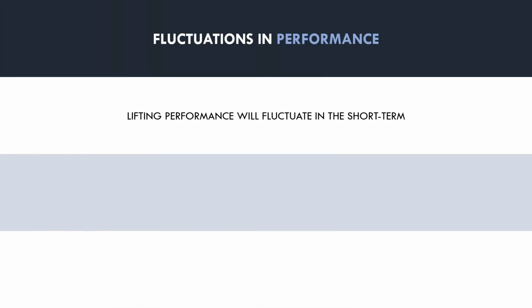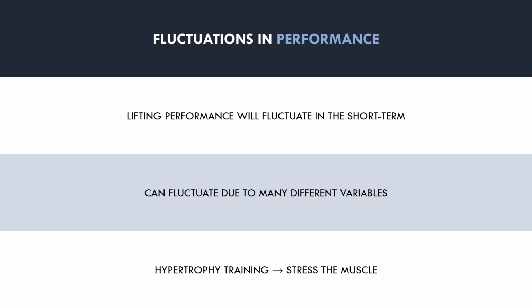Lifting performance is subject to short-term fluctuations based on various different factors, such as technique, interset rest, motivation, and more. However, what we need to keep in mind is that for hypertrophy training, the goal is to maximally stress the muscle, not necessarily to lift the most amount of weight possible. Therefore, we aren't trying to manipulate these variables to improve performance, rather we should focus on trying to maximally stress the target muscle. To outline how some of these variables can influence performance fluctuations, let's use an example.